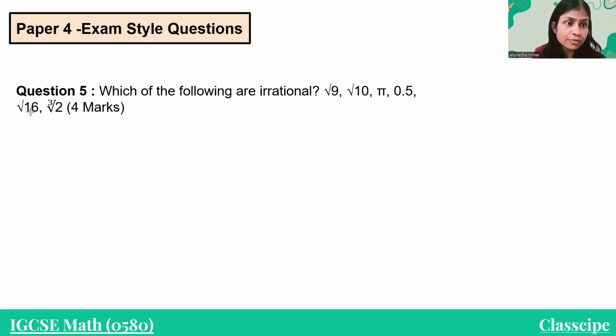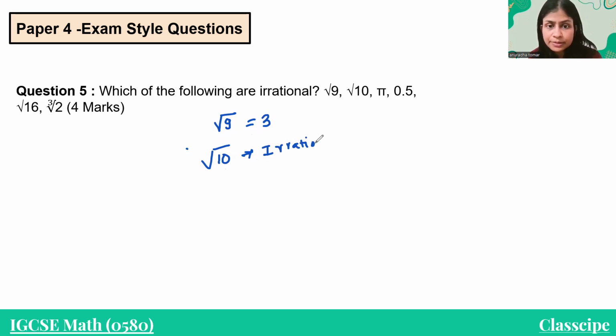If I go one by one, root 9 is the square root of the perfect square 9, which is 3, and that's why it is a rational number. Similarly, let's talk about root 10. 10 is not a perfect square, so this is an irrational number.